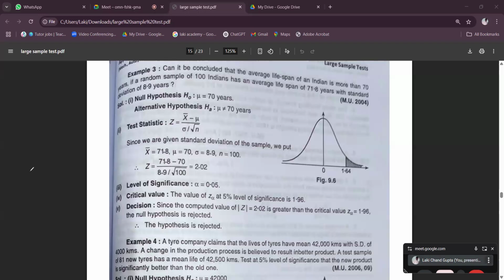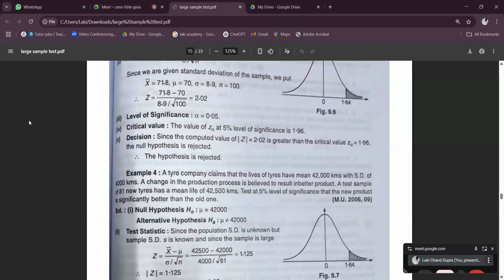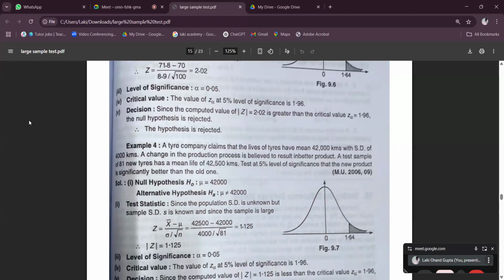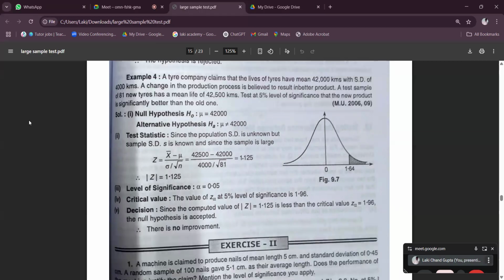Yes, yes. I think this is for some other figure, other question. I think this is, no, no, same question. So write 1.96 there. Okay. So do, yes. Do the last question. This is a tire company claims.